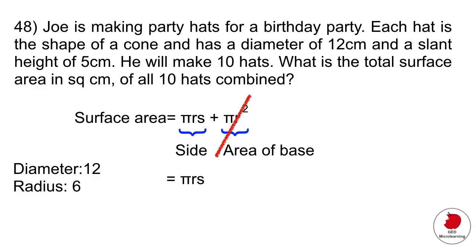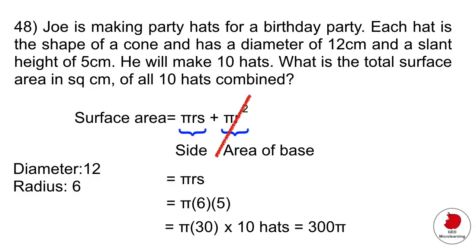And they're telling us in the question that the diameter is 12 centimeters, but we need the radius to use this formula. So remember that the radius is half of the diameter. With that knowledge, you just plug in the numbers that you have, and that would give you 30 times pi. But you're not done yet, because in the question they're telling us that he's making 10 hats. So you would multiply that number by 10. That gives you 300 multiplied by pi.